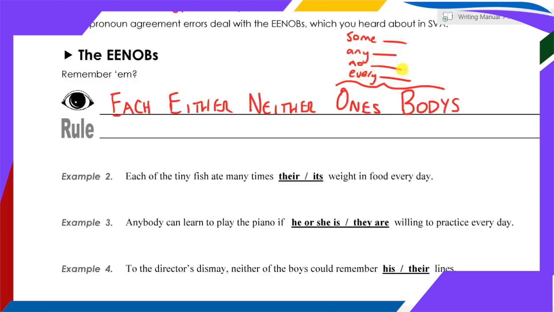So the ones and the bodies are these words: someone, somebody, anyone, anybody, no one, nobody, everyone, everybody. Words that end in one or body. The ENOBs are always singular. So just like in subject-verb agreement, where we had an ENOB that was the subject of a sentence, if we have an ENOB that a pronoun is referring to, then that pronoun needs to be singular because the ENOB that the pronoun is referring to is singular.